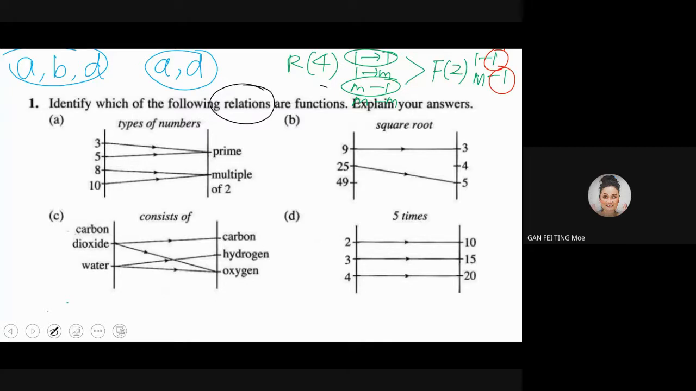Okay, now let's continue with our work. Remember, for a relation that you want to identify as a function, the object must have only one image, cannot have two. Can you please give me an example? Let's say function is just like our area. The area for a square is x squared. When I give you a square of length 3 cm, the area that you get is 9. You will not get any other answer than 9 for the area.